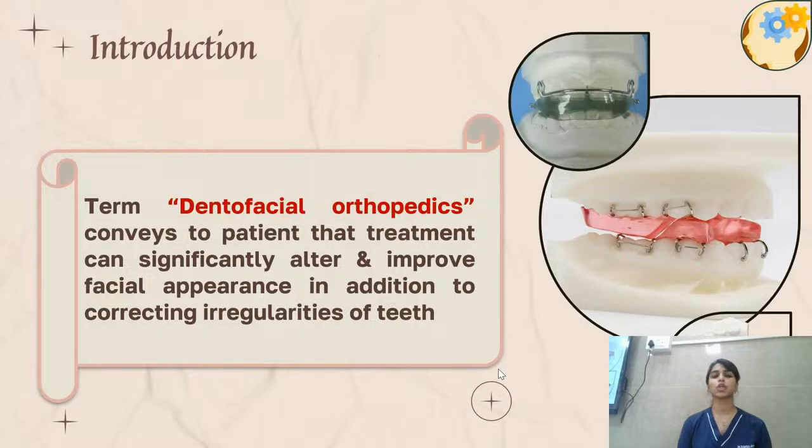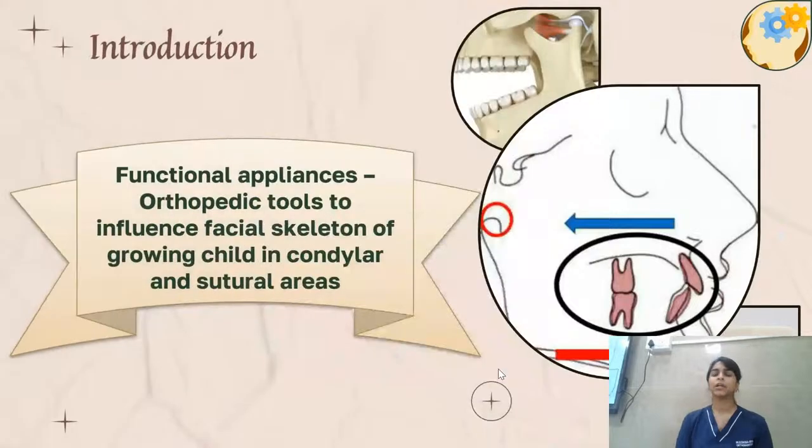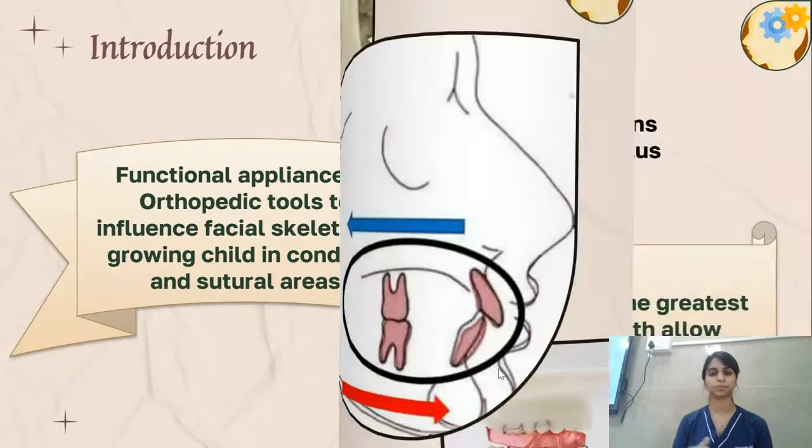The term dentofacial orthopedics conveys to the patient that treatment can significantly alter and improve facial appearance in addition to correcting irregularities of teeth. So, dentofacial orthopedics claims to correct facial appearance along with the routine orthodontic treatment to correct the irregularities of teeth. Now, to achieve this, functional appliances are the orthopedic tools used to influence the facial skeleton of the growing child in condylar as well as in sutural areas.